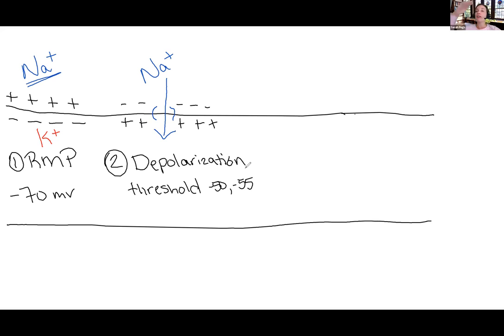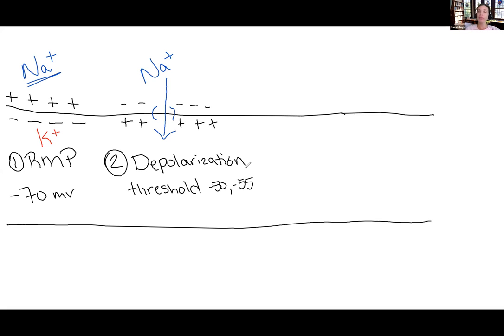I want you to think on a number line, okay? Do your number line up and down and put negative 70 in there and then put in negative 50. Negative 50 is more positive, right, than negative 70. It's closer to 0. And so this is why we say the inside is getting more positive, okay?